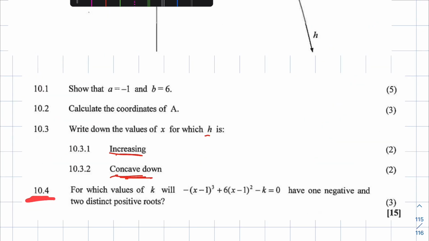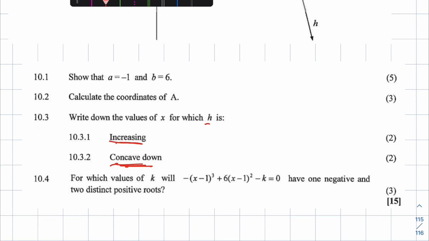Question number 10.4. For which values of k will this function, negative (x minus 3) to the power 3 plus 6(x minus 1) to the power 2 minus k equal to 0, have one negative and two distinct positive roots? So what I'm going to do here, I'm just going to write this as minus (x minus 1) to the power 3 plus 6(x minus 1) to the power 2 is equal to k.